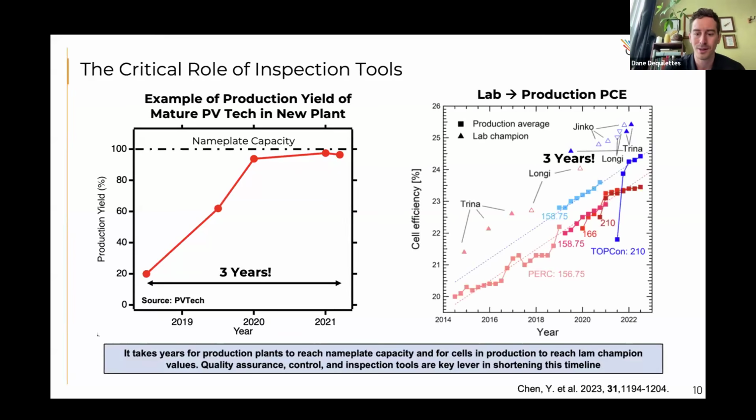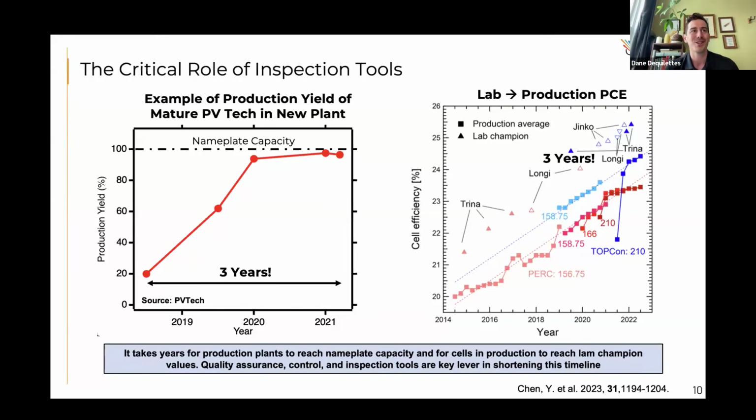Also, another thing to highlight, and this was also highlighted in Nancy Haegel's paper, but mostly in this work by Chen et al., is that it takes about 3 years for a production average to reach a lab champion cell. So, for example, at some of the main solar manufacturing companies, you can make on a small scale a lab champion that's, say, 25% or so, but it's going to take about 3 years in order for your average module to reach about that. So that's a long time.